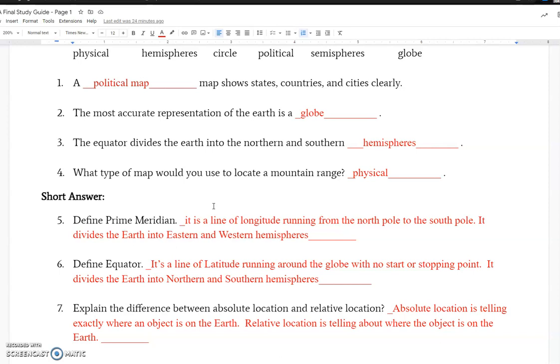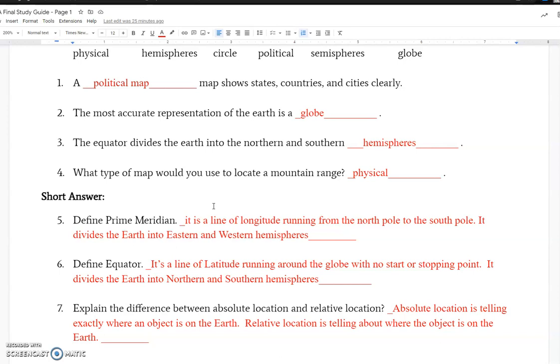Number one, you're looking at using the word bank that's listed above, and you're going to answer the question and fill in the word. So hopefully it goes pretty straightforward. It's looking for a map that shows states, countries, and cities very clearly. It's not a physical map because that would show you the type of mountains and deserts and rivers and stuff like that. It's not anything about hemispheres or circles or semispheres. And it's not a globe, so it means it has to be a political map.